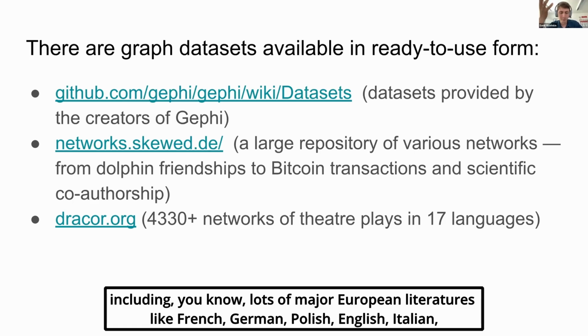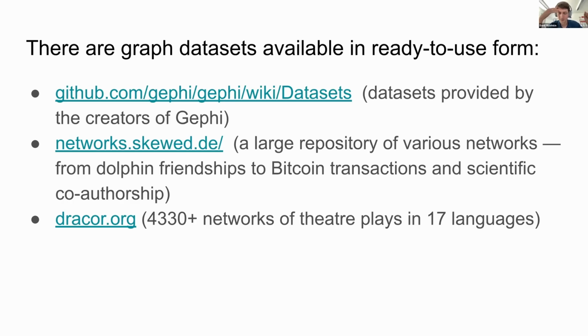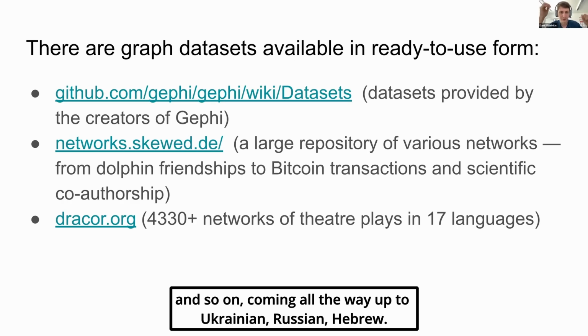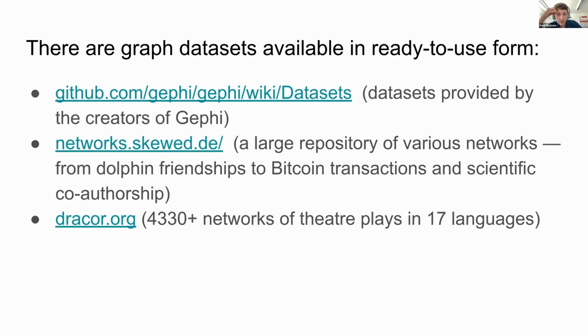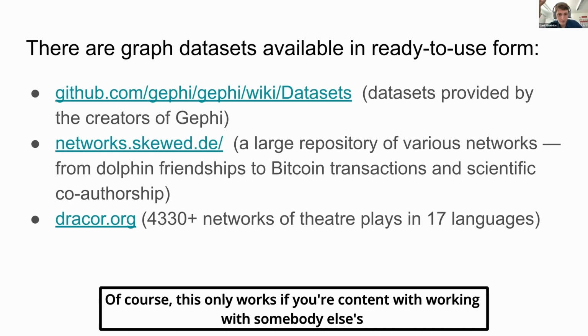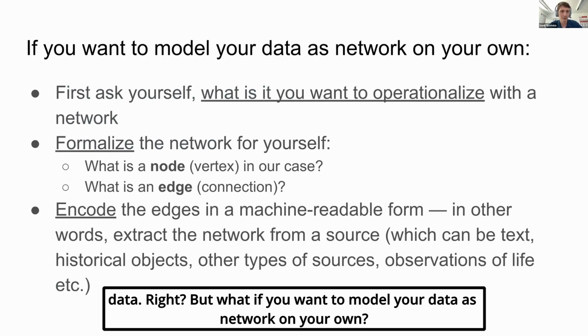including lots of major European literatures like French, German, Polish, English, Italian, and so on, coming all the way up to Ukrainian and Russian and Hebrew. Of course, this only works if you're content with working with somebody else's data, right? But what if you want to model your data as a network on your own?